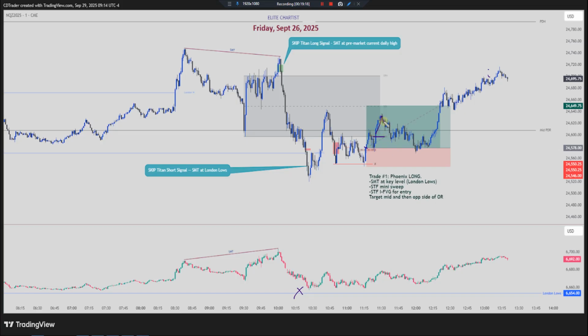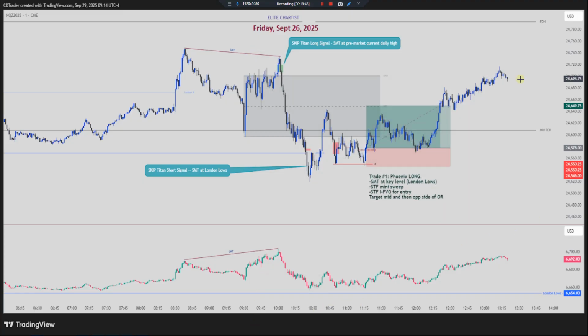So say we had this, and then let me stretch this out. And then, oh my God, look, we have a Titan signal here. We're not taking that. We're just going to live or die by our Phoenix entry, stop, entry, target, and we're just going to submit to time because we're not re-entering trades after 11:15. And this will also prevent you from jumping in and out of your ideas and over managing trades.